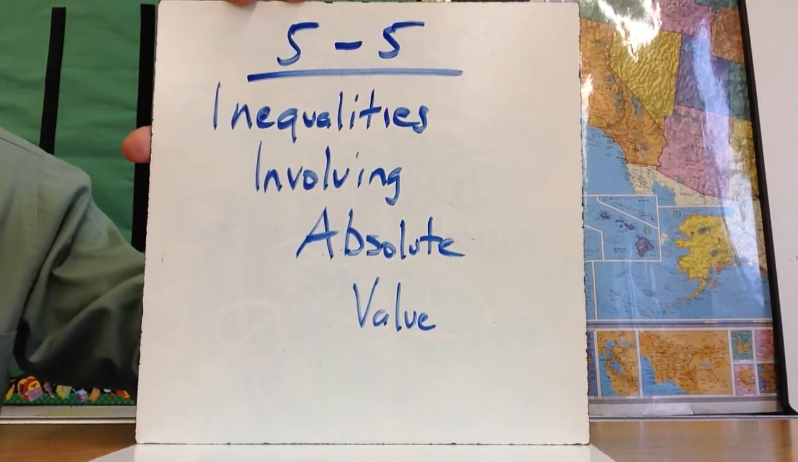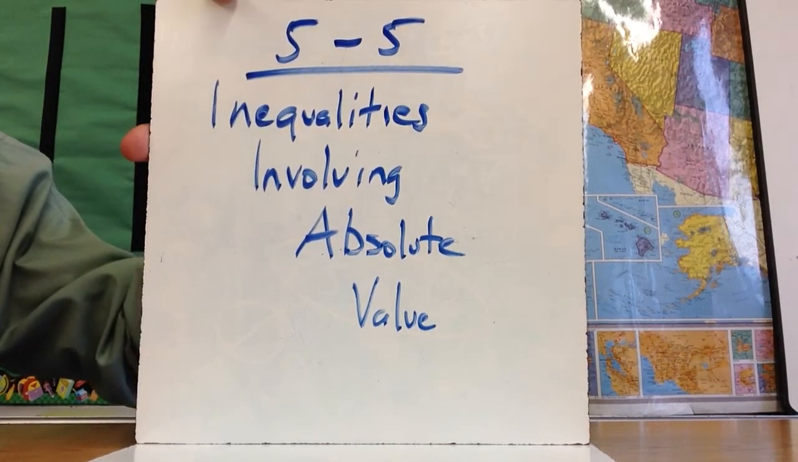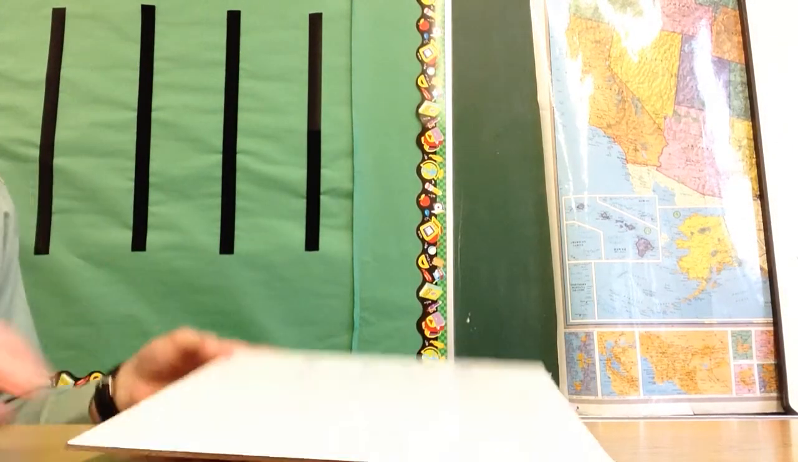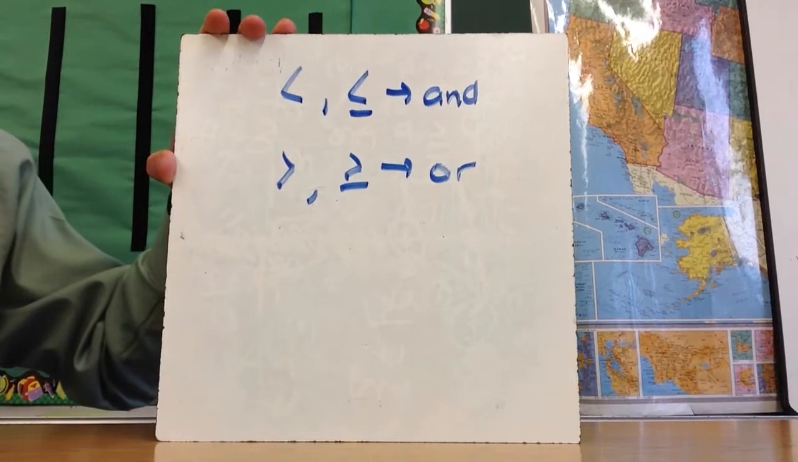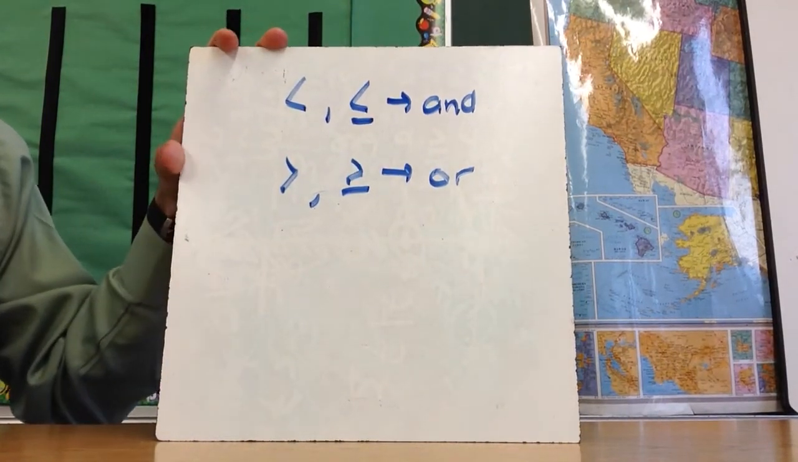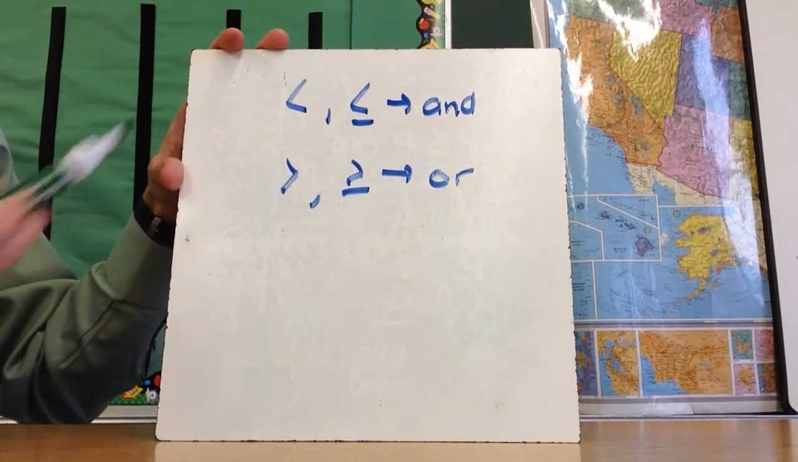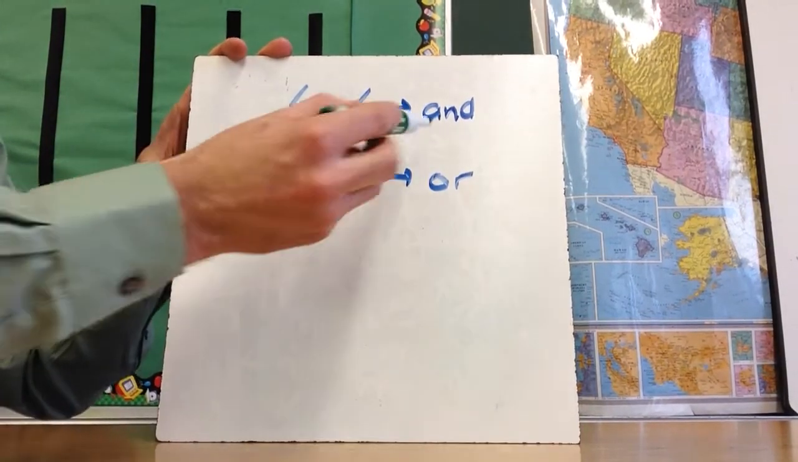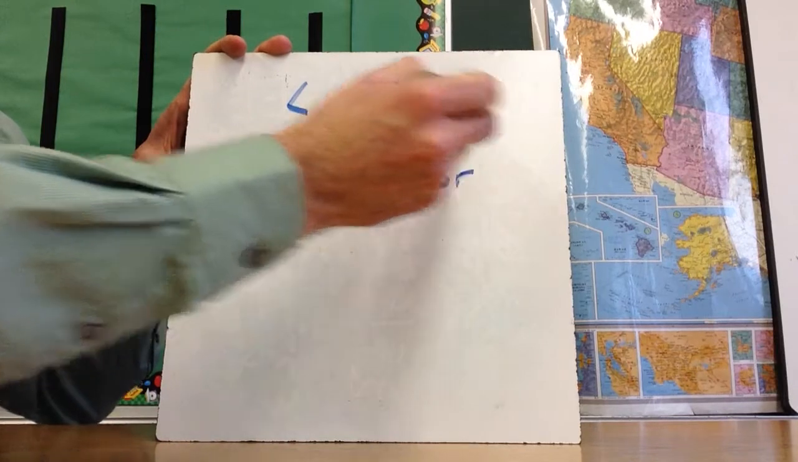This video will discuss Chapter 5.5, Inequalities involving absolute value. So please remember that absolute value means the distance a number is from 0. And one thing that you may want to think about writing down is that less than or equal to with absolute value problems means that we're going to be doing something involving and, right?